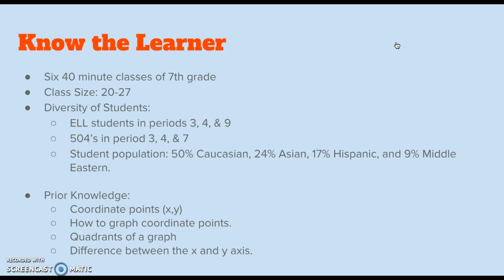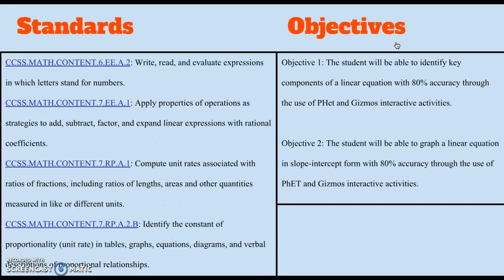Prior to this lesson, students should be able to understand what a coordinate point is, how to graph them correctly, the 4 quadrants of a coordinate plane, where to locate the x and y axes, and additionally that x represents the independent variable and y is the dependent variable. In this lesson, students will be able to identify key components of a linear equation and graph a linear equation in slope-intercept form. They will achieve these goals through the simulations of PhET and Explore Learning Gizmos for exploration and practice, as explained later on.